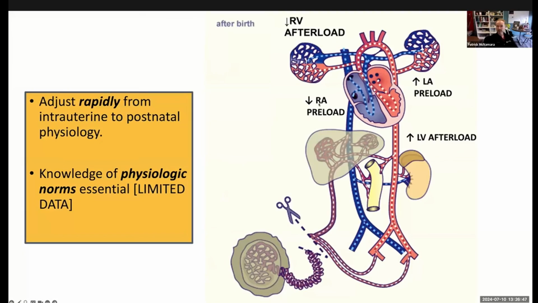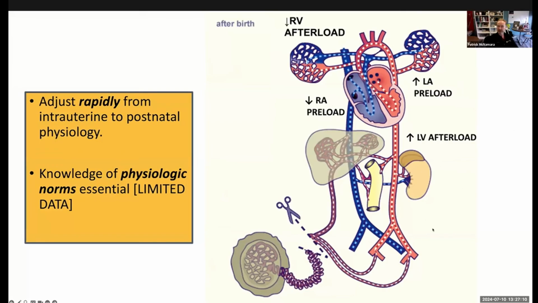On the right side, preload is reduced as you decrease blood return from the placenta to the right heart. Afterload also decreases on the right side as pulmonary vascular resistance falls. The improvement in pulmonary blood flow leads to an improvement in preload to the left heart. And on the left side, afterload will increase as you remove the low resistance placental circulation from the left heart.